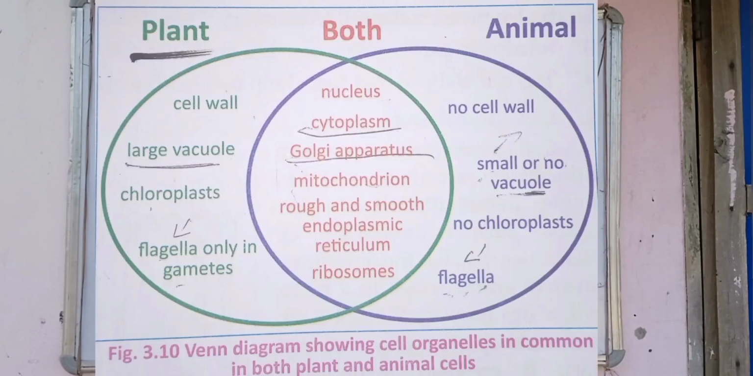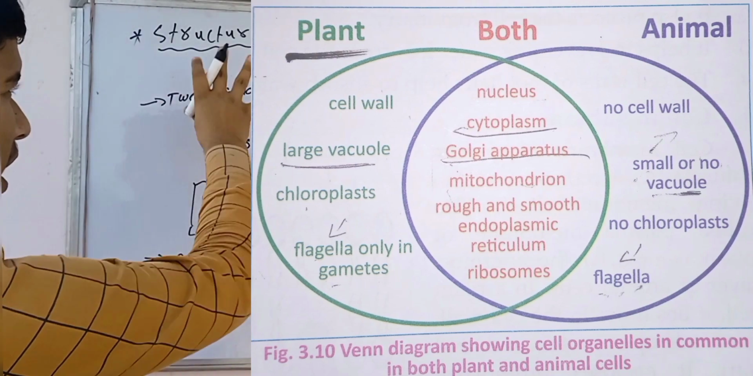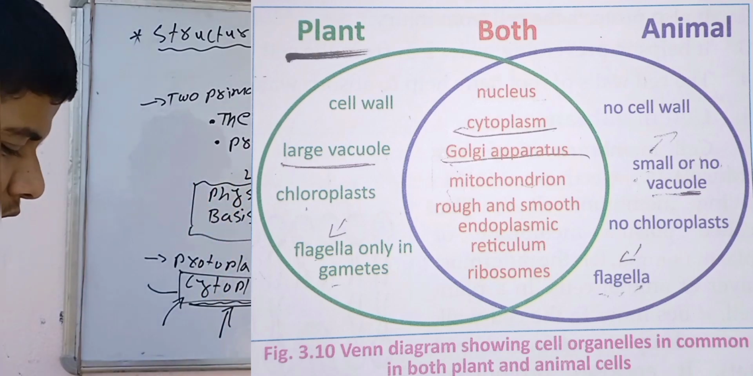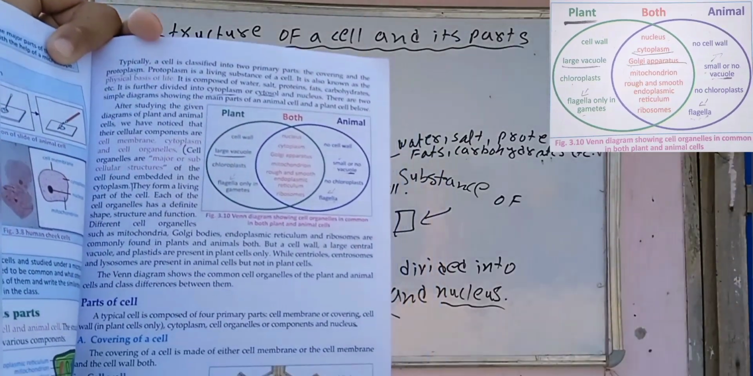Okay. There are two simple diagrams showing the main parts of an animal cell and a plant cell. On your screen, you can see these two diagrams. You can analyze them on your own, because it's very simple. After studying the diagram, make sure to take a screenshot, because we will talk about the diagram on the whiteboard. Here I also have the same diagram in my book. I hope you can see that.